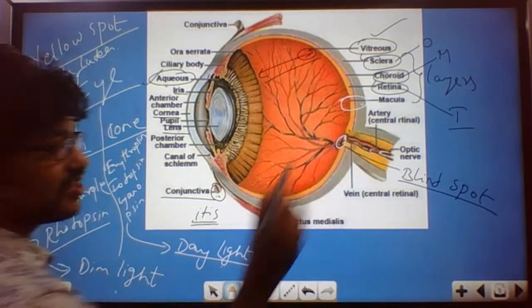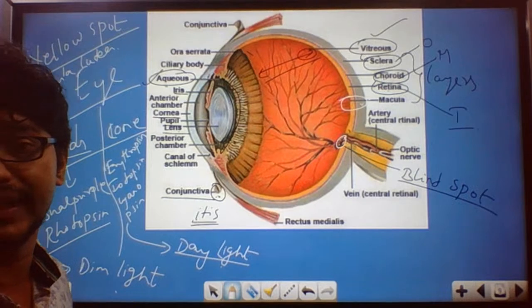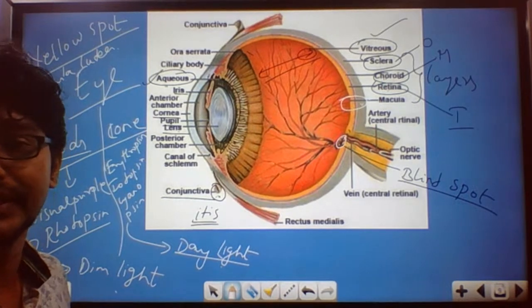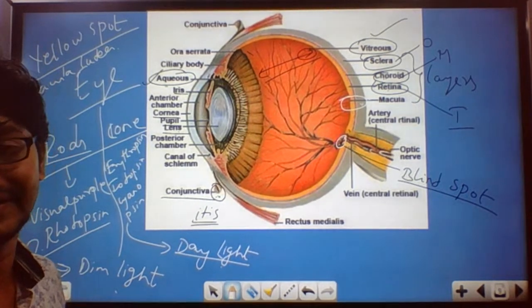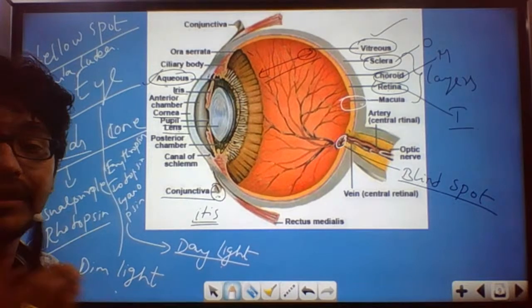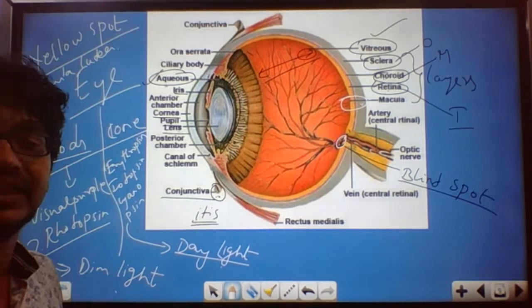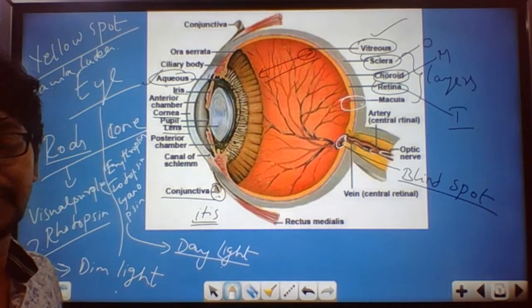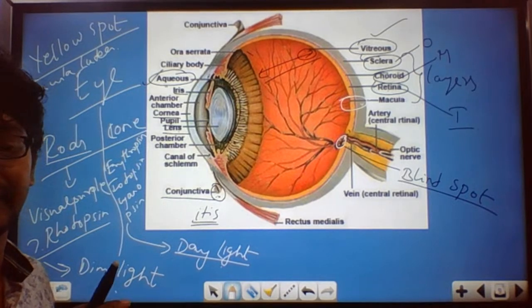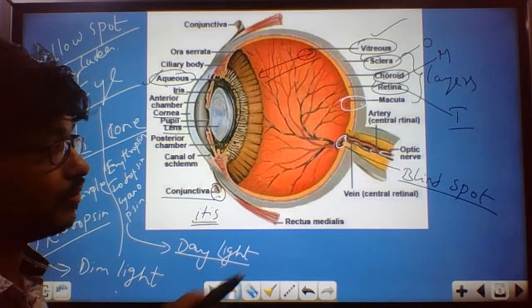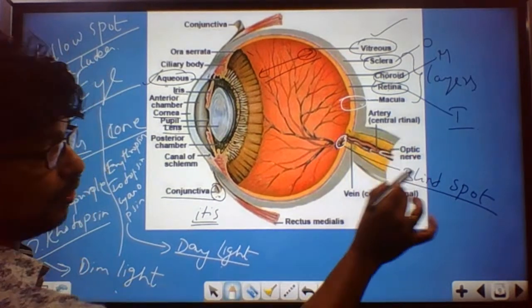And the blind spot, I asked something about the blind spot. What is not present in the blind spot? The blind spot is not inside the retina. It is not the region which is exposed to rhodopsin or any other pigments. It is a region that is not part of the retina. So that is the region of the blind spot.